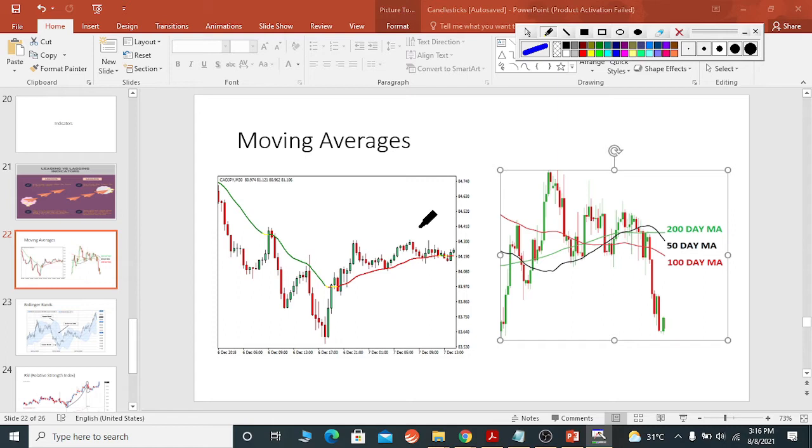So does anyone have a doubt in moving averages? And also, moving average is a lagging indicator because it uses price to calculate this, so it's lagging. So it will give you a signal at a later stage. So does anyone have any doubt in moving averages?